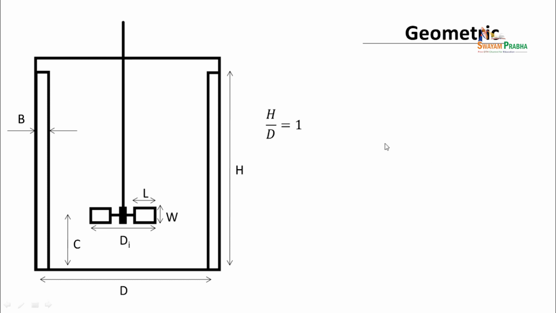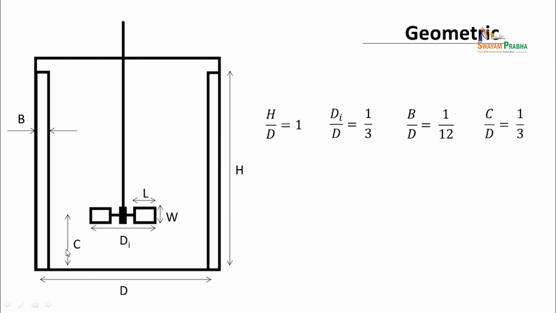So for geometric similarity, these are the ones that are considered. In the case of stirred tanks, these are very standard ones. The height to diameter ratio, H by D, should be 1. Di by D, the impeller diameter tip to tip divided by the tank diameter, should be 1/3. B, the baffle thickness divided by the diameter of the tank, is 1/12. This should be maintained constant at the small scale as well as at the large scale for geometric similarity.